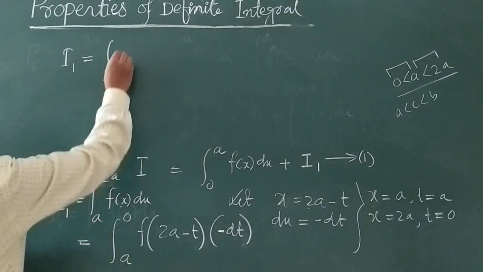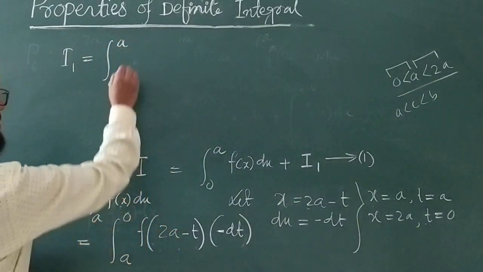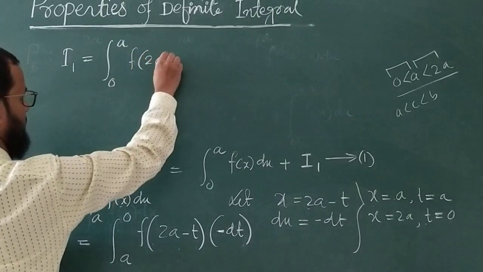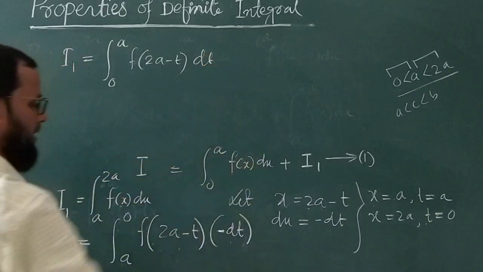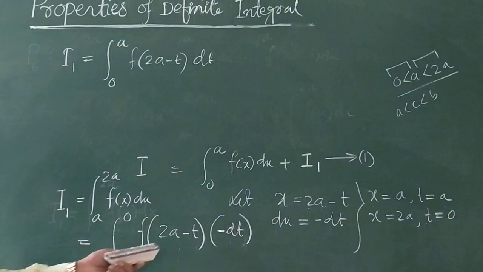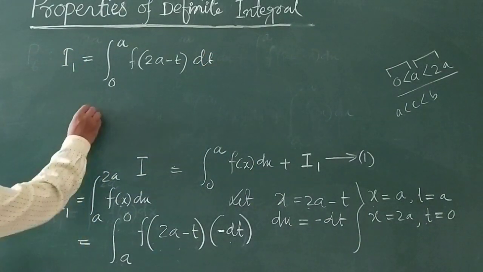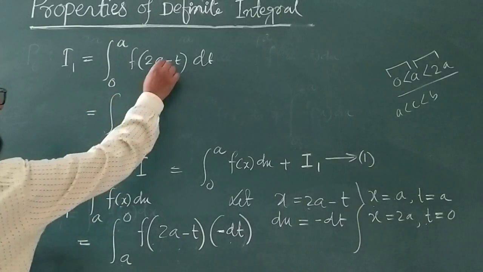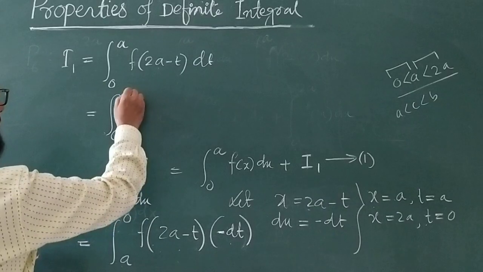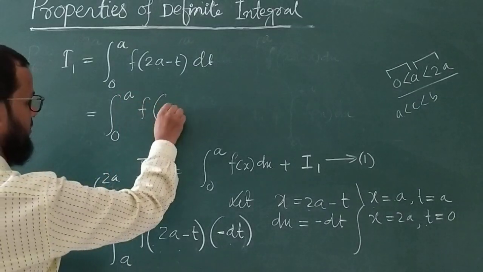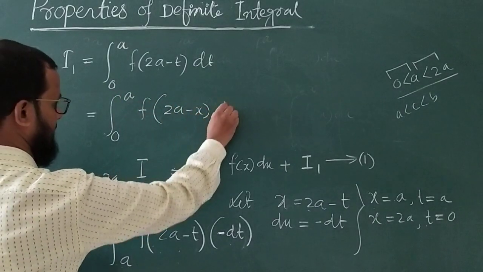0 to a, and this one is f of twice a minus t into what dt. Minus and minus together make plus. Okay, now you know a property: if the integral is in terms of t, then from the first property we can say that it will be twice a minus x dx.